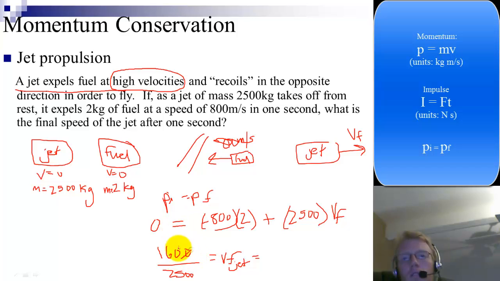So cancel some zeros, 16 out of 25 is a little over 3/5, so 0.6. Oh, I can't think right now, sorry. 15 out of 25 is 0.6, and 1 out of 25 is 0.04, so 0.64 meters per second. So after 1 second, the jet is only going 0.64 meters per second.